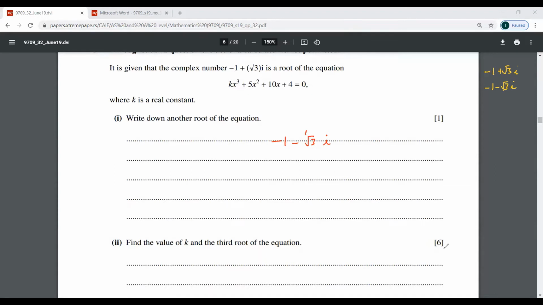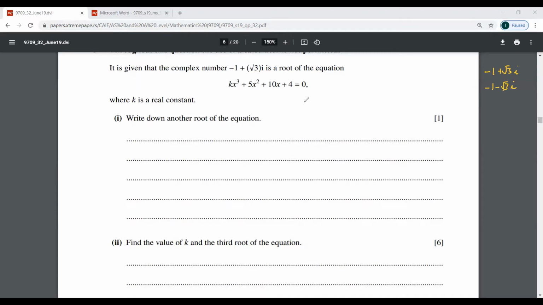Now, there are six marks, and there are many ways of doing it. One way is, again, just to substitute this directly over here. The second way is to find that quadratic expression, which is a factor of all of this, and we can do that very quickly. So I'll be finding that quadratic expression, which will make our life easier. Let's do that. For that, I would ask you guys to recall the identity that I told you.